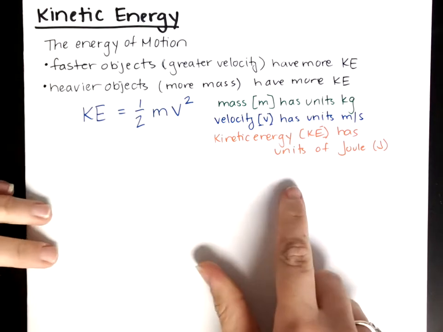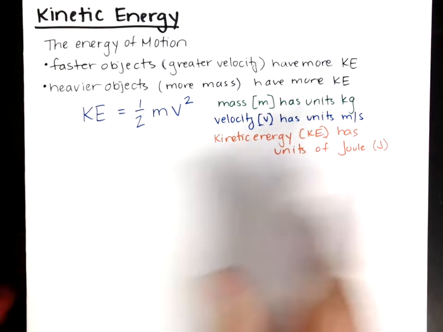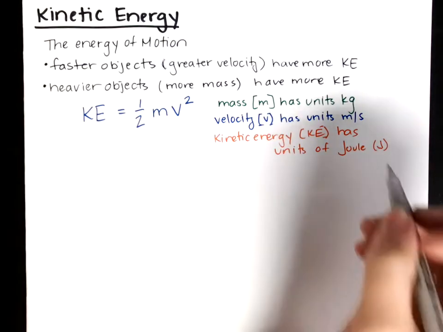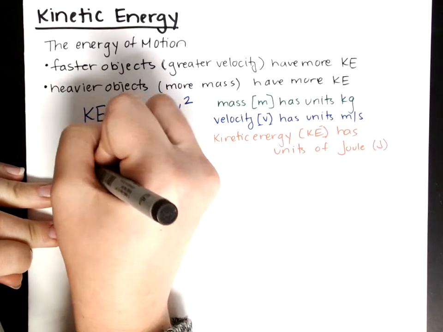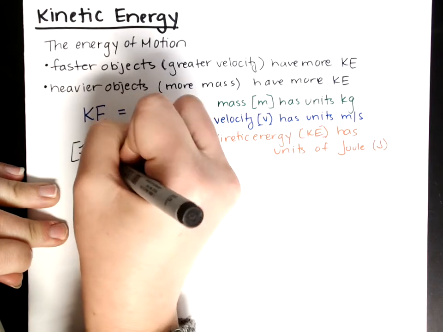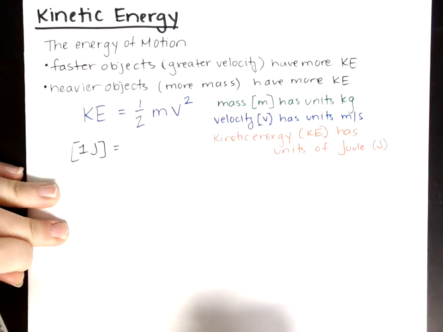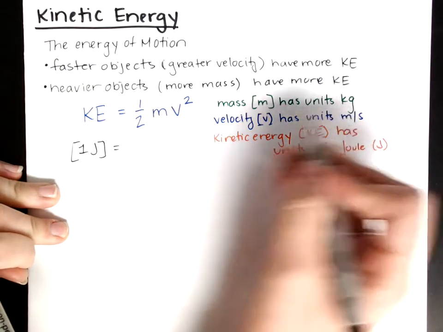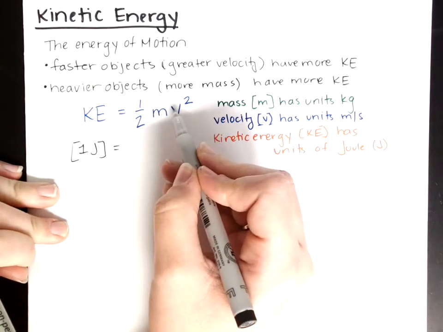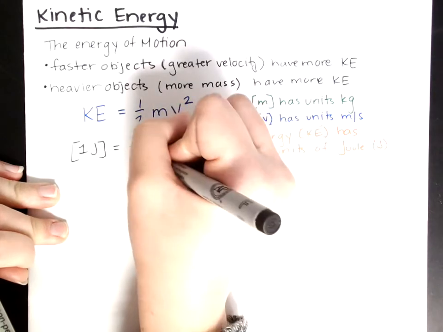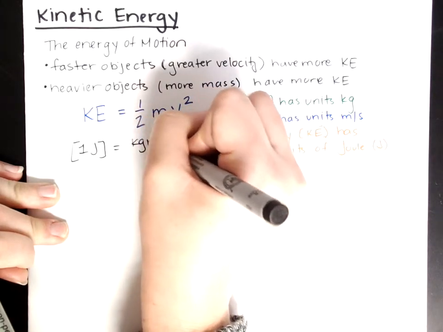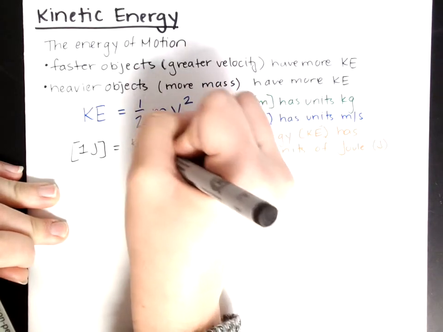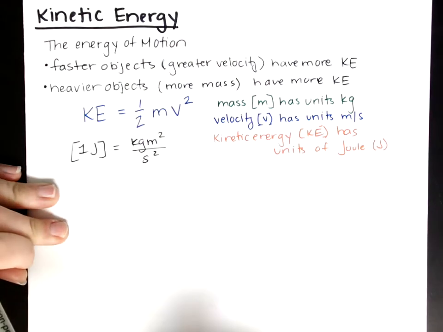So if we were to figure out what 1 joule is equivalent to: 1 joule is equal to, well, if we plug in our m, we have kilograms, and we plug in meters per second, you get meter squared over second squared. So our units, kilograms meters squared over second squared, are equivalent to 1 joule.